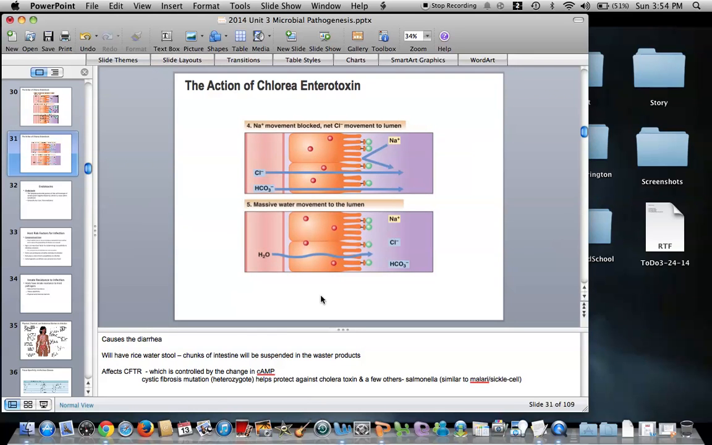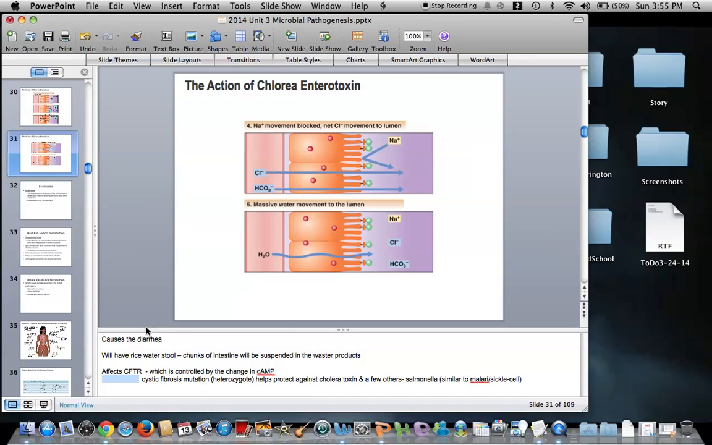Well, the actual blockage blocks sodium from moving in, and so Cl must move out to the lumen, as does bicarbonate, and that causes water to follow them into the intestine, causes this watery stool, and the actual receptor is the CFTR, which is what's mutated in cystic fibrosis.